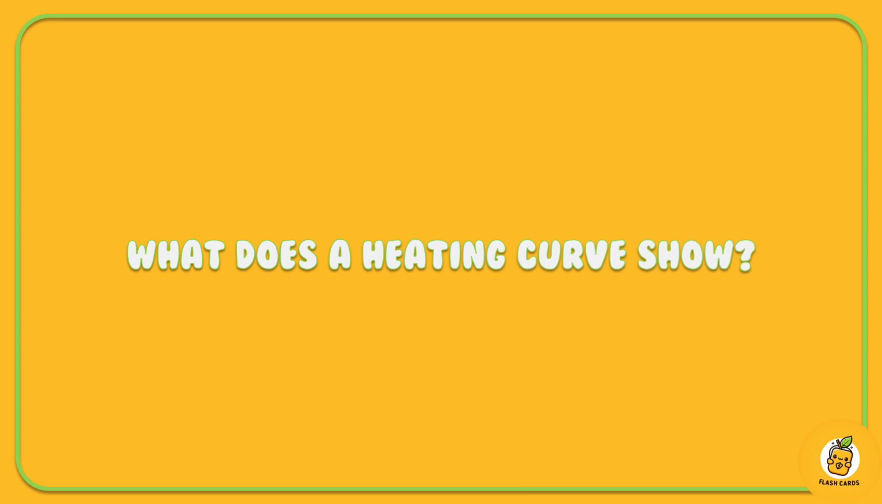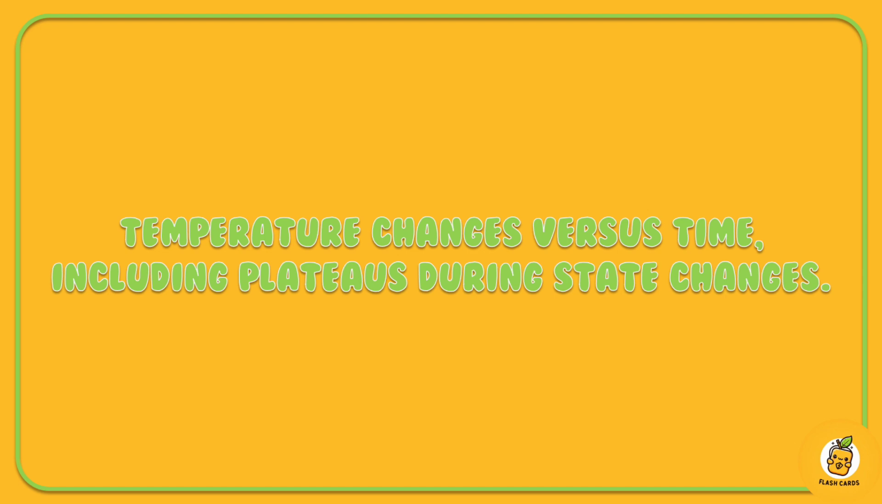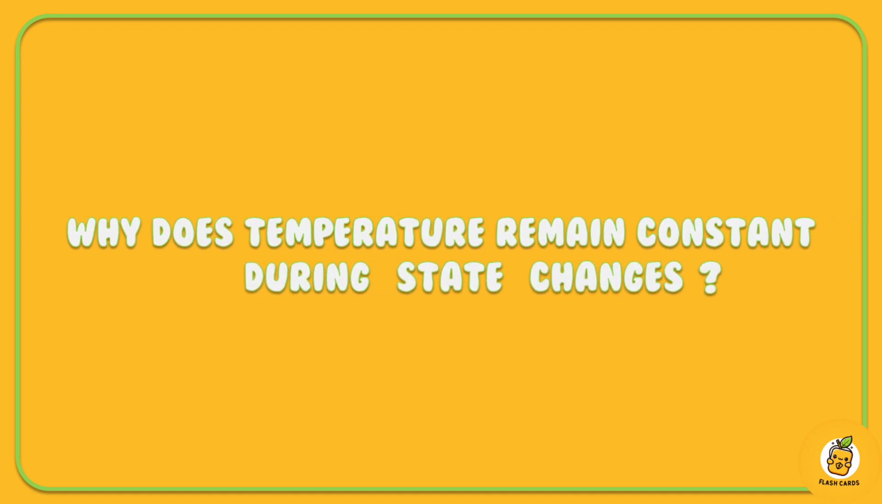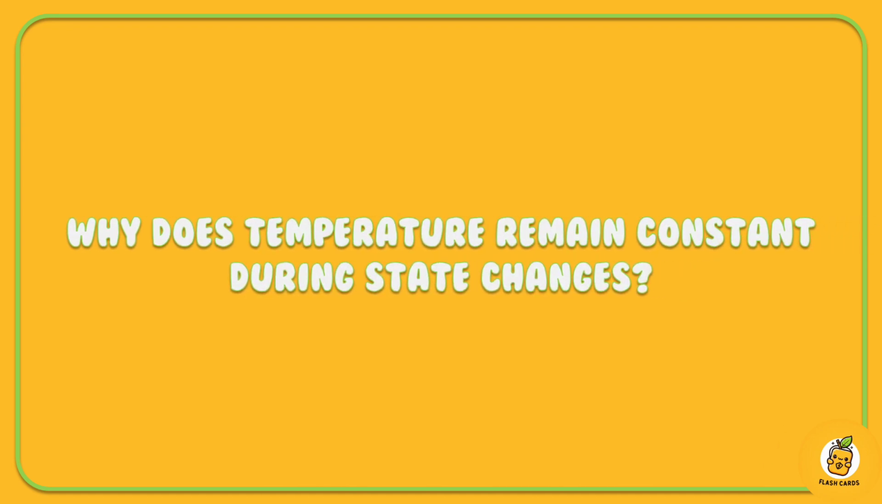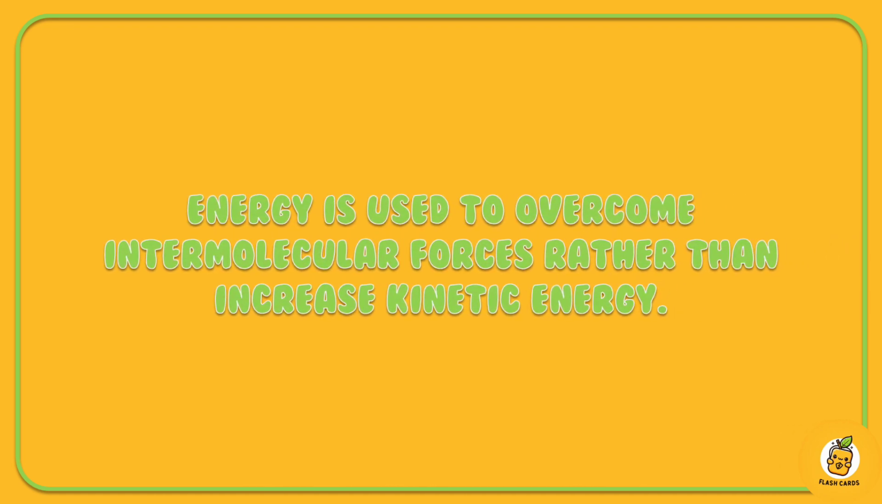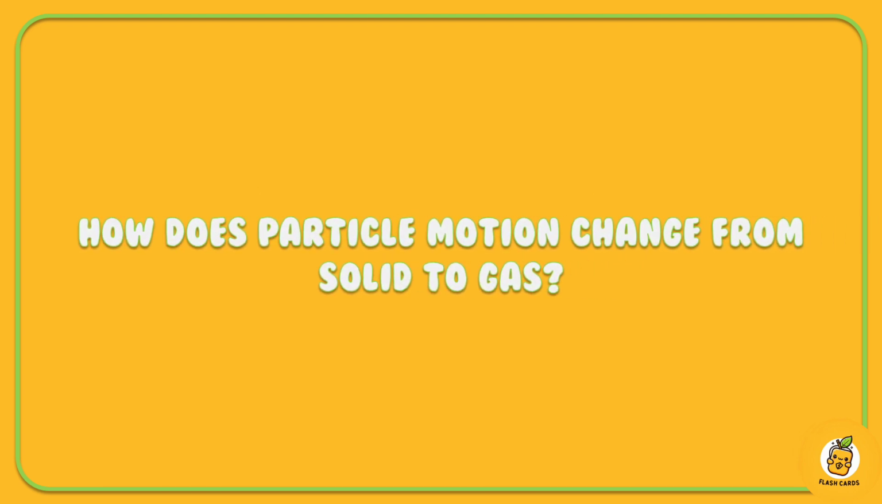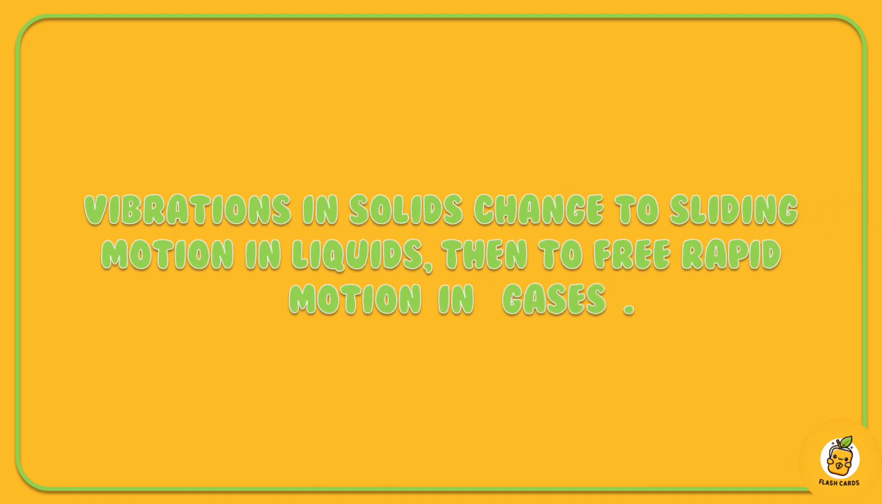What does a heating curve show? Temperature changes versus time, including plateaus during state changes. Why does temperature remain constant during state changes? Energy is used to overcome intermolecular forces rather than increase kinetic energy. How does particle motion change from solid to gas? Vibrations in solids change to sliding motion in liquids, then to free rapid motion in gases.